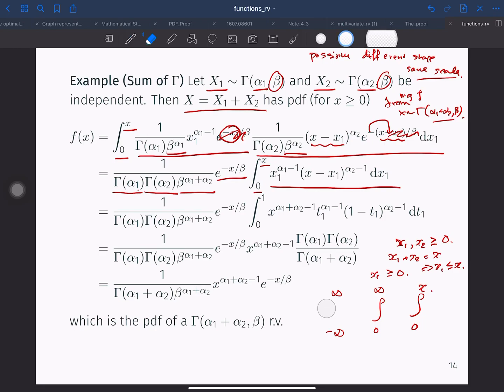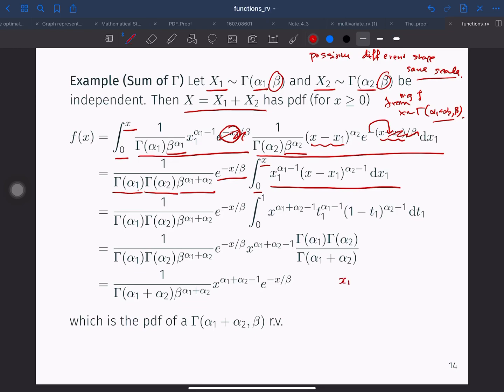So with that said, let us erase this. For this integral here, we can let x1 be x times t1. So t1 goes from 0 to 1, in which case x minus x1 is nothing more than x times 1 minus t1. Therefore we have x to the alpha 1 minus 1, alpha 2 minus 1. But the key point is that dx1 is x times dt1. So you have an additional x here. That's why you have x to the alpha 1 plus alpha 2 minus 1. And then t1 and 1 minus t1, integrated from 0 to 1.